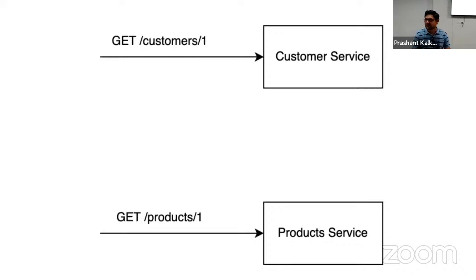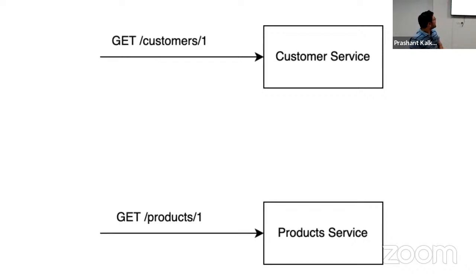So we need some examples. I've just set up two simple services. Even if we can expose these two, the same thing applies to the rest of the applications that we have. So we are going to go with two services: a customer service and a product service.